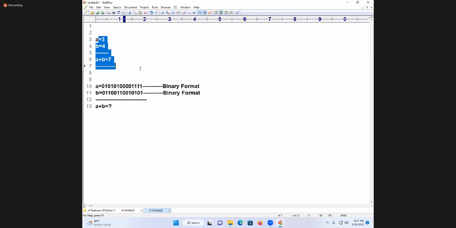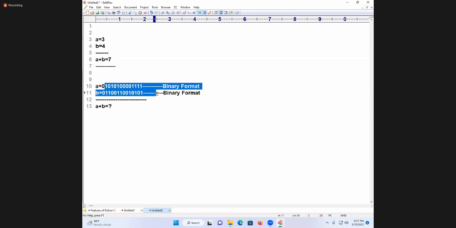What is this data called? Can anybody answer my question? What is this data called? Come on, what is this data called? Binary. Spell it out. Right. In Python programming, in C programming, in C++ programming, in Java programming, data will be represented as binary.